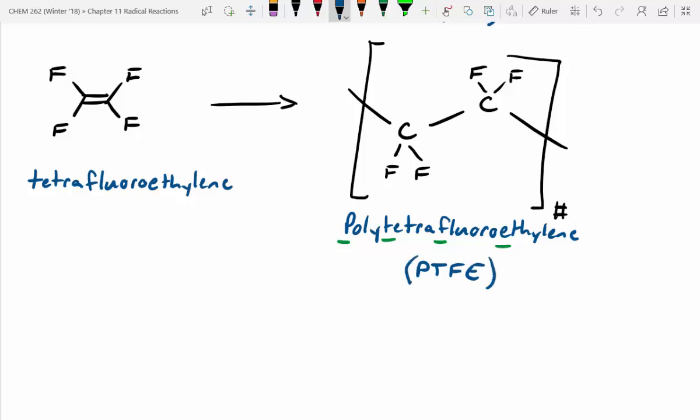Does anybody know the commercial name for this, the brand? Teflon, exactly. Does anybody know what Teflon's used in? Cookware. Cookware, right? Why do you think it's used in cookware? It's non-stick, exactly. If you look at this too, it's very hydrophobic. It does not have anything that wants to bond to water in there. And because of that, it's great for cooking.